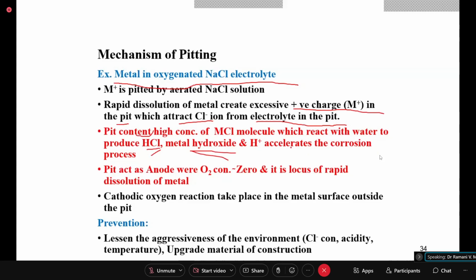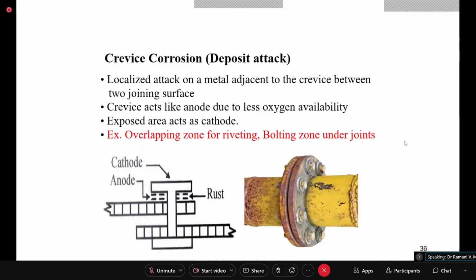So H plus accelerates the corrosion process. So the pit acts as anode where O2 concentration is almost zero, and it is the locus of rapid dissolution of metal. Cathodic oxygen reaction takes place on the metal surface outside the pit, and prevention can be done. Lessen the aggressiveness of the environment. Chloride ion should not be used or should not be there, and upgraded material of construction should be used which does not contain chloride. Okay.